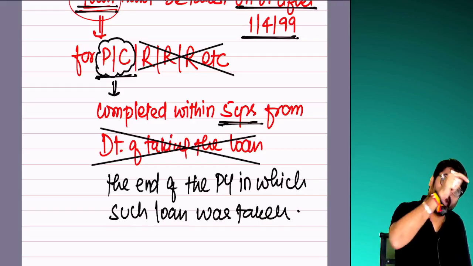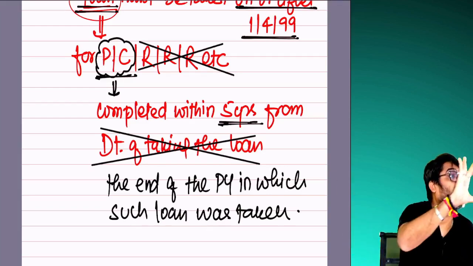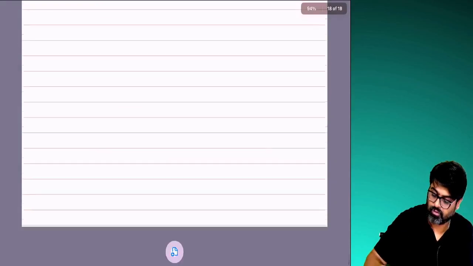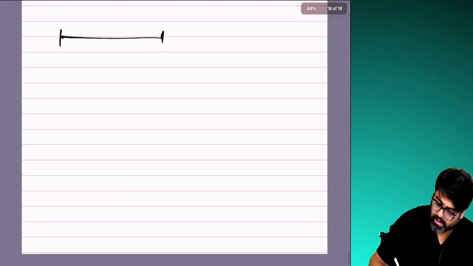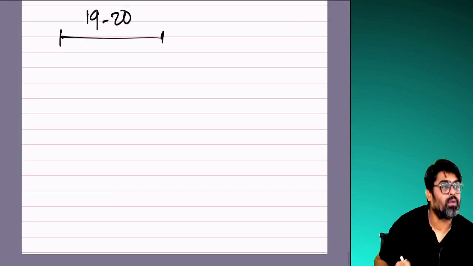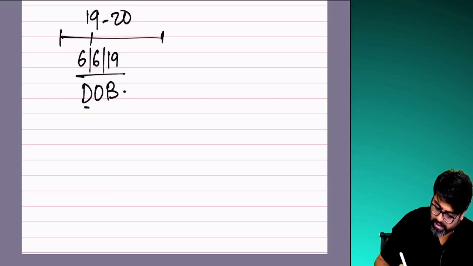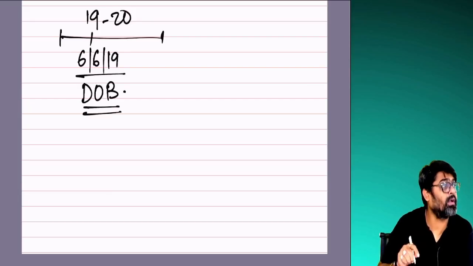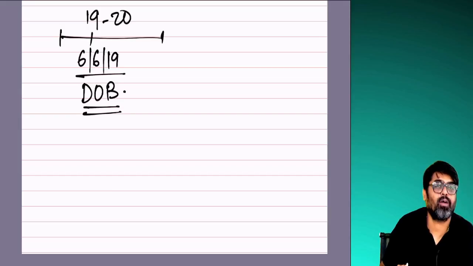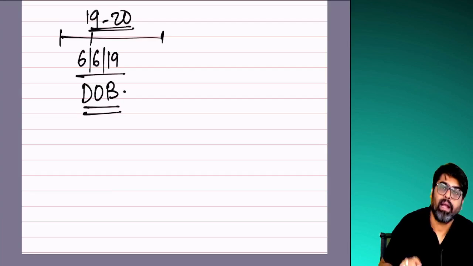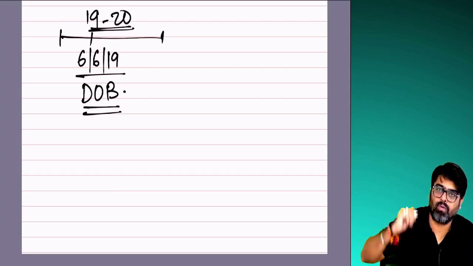5 years from the end of this year. 5 years from the end of the year in which the loan was taken. So, if I say the year of taking the loan was 2019-20, 9th June 2019 is the date of borrowing. So the date of borrowing is in which year? Can I say 2019-20 is the year in which the loan was taken?